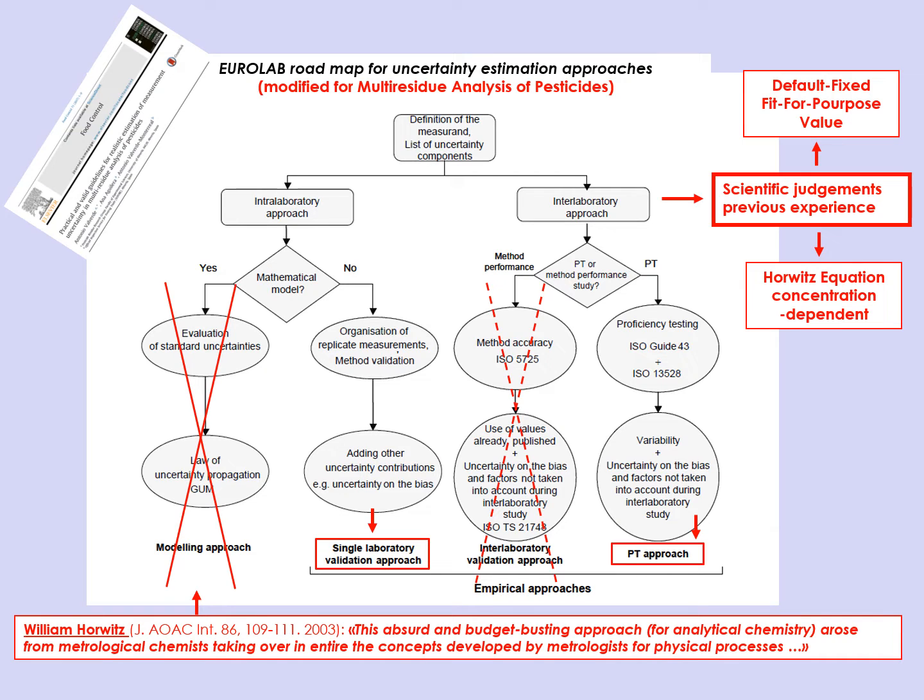Here, we can see a realistic roadmap for uncertainty estimation approaches in pesticide residue analytical measurement. This is the roadmap published by EURL-FV in its technical report 1 of 2007, but modified to include just those uncertainty estimation approaches currently proposed and applied in pesticide residue analysis. Modifications made by Valverde et al. on the EURL-FV roadmap are indicated in red.